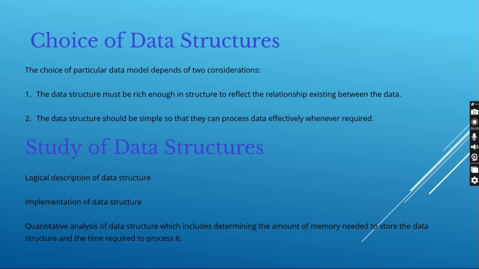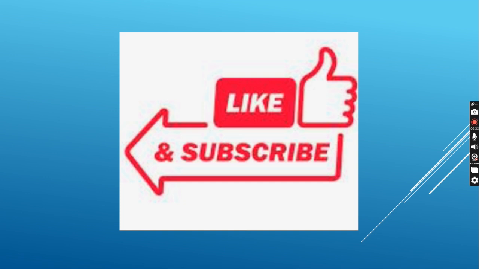So how can we choose the data structure? Choice of the data structure. The data structure must be rich enough in structure to reflect the relationship existing between the data. The data structure should be simple so that we can process data effectively whenever it's required. Study of data structure: logical description of data structure, and implementation of the data structure. Then third one is quantitative analysis of the data structure, which also includes determining the amount of memory needed to store the data structure and the time required to process it.